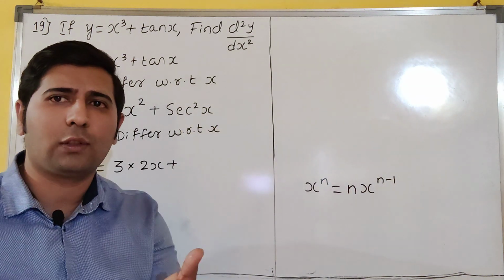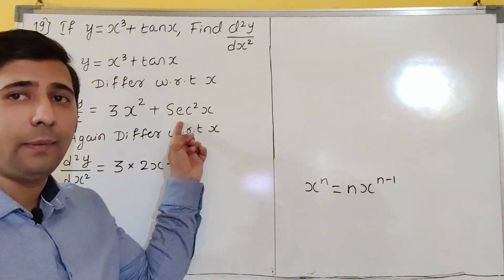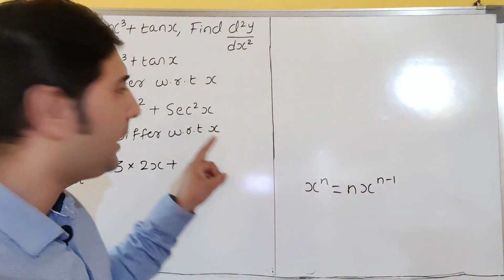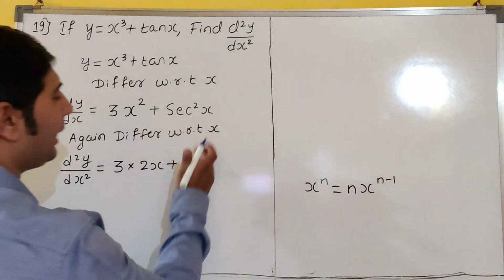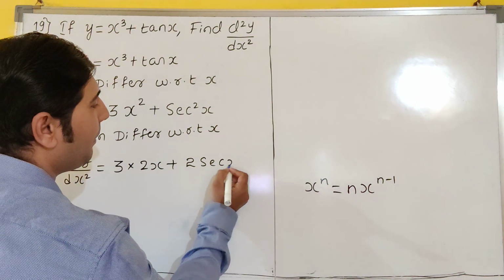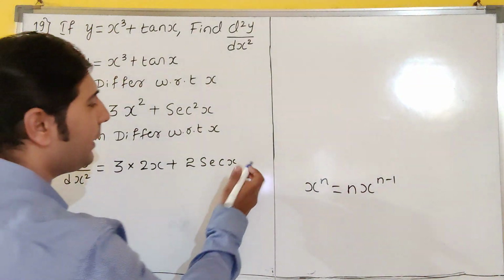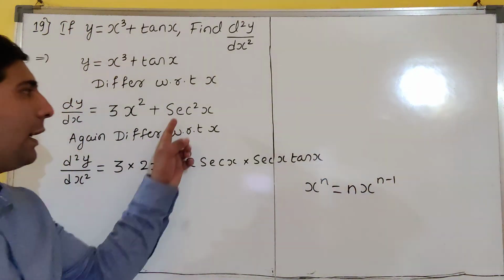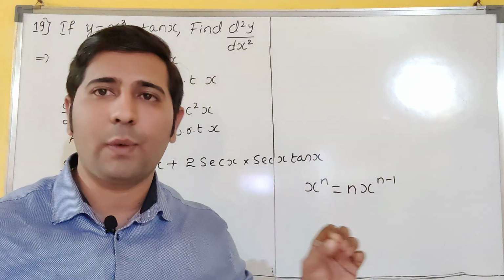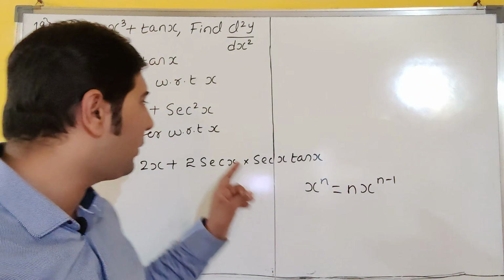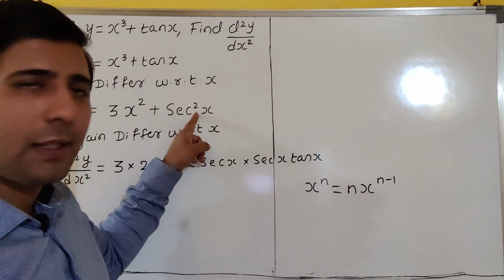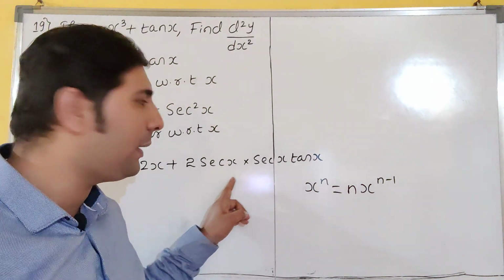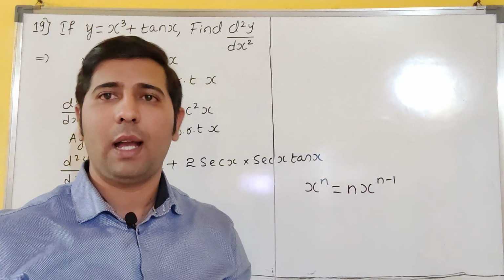Sec x whole square. You also know, I also know that. This is not x, but this is looking like what? Sec x, whole square. X square derivative is 2x, but this is not x, no? Sec x derivative is what? Sec x into tan x. You are assuming x as sec x, but it was not x. If it is not x, you have to take the derivative of that. Sec x derivative is sec x into tan x, dear students. I hope it is clear.